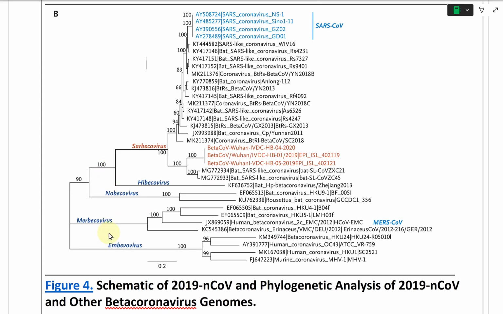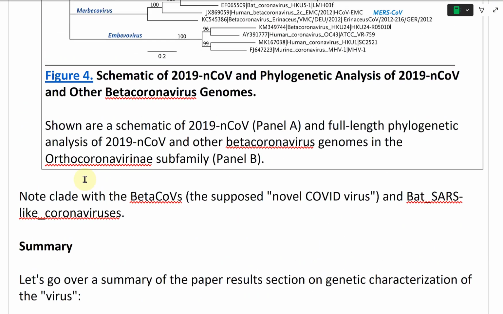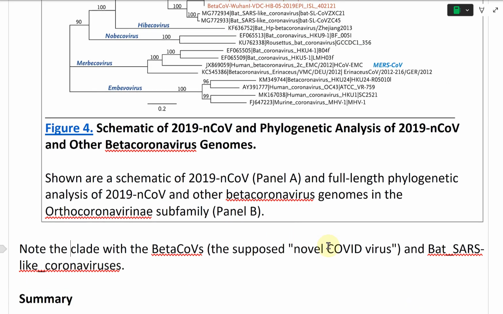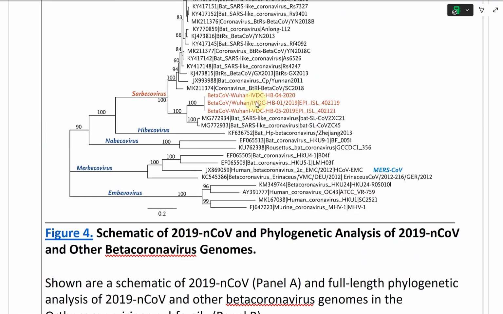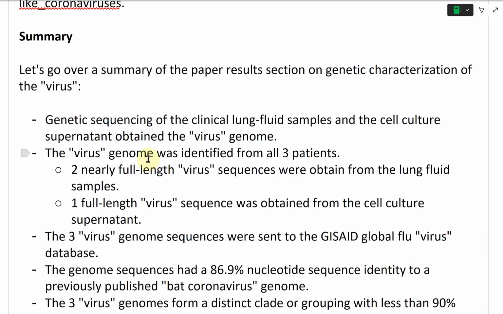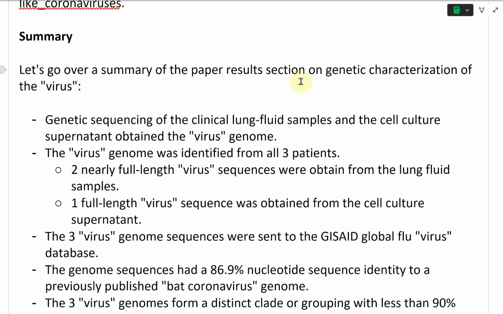Yeah, so you have a whole bunch of these other subtypes. So you have the Sarbecovirus, and that's the beta one. The new SARS one goes inside there. There's the bat SARS-like one, and there's a coronavirus one in there. So interesting. Note the clade with the beta CoVs. Is this one right here? The supposed, quote, novel COVID virus, and you also have underlined bat SARS-like coronaviruses over here. So yes, it's similar to these bat-like coronaviruses. Anyways, going further, so summary of this genetic analysis part, or genetic characterization part. So let's go over the summary of the paper's results section on genetic characterization of the virus.